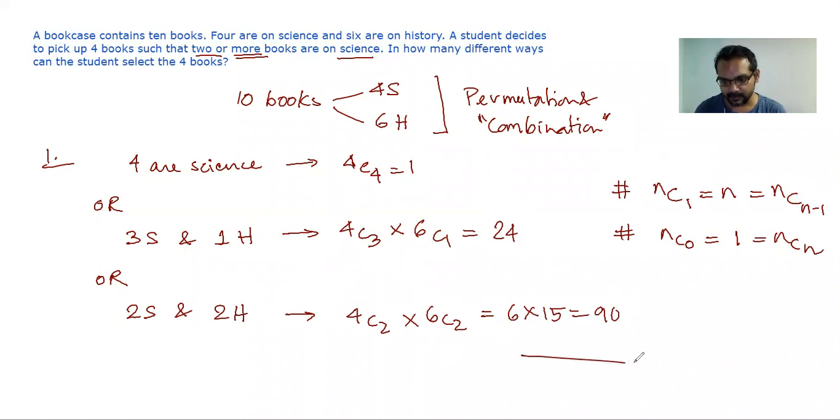So we add up the cases. Why do we add up? These are disjoint cases, right? So this case, this case, and this case. So we have 115 as our answer to this question.